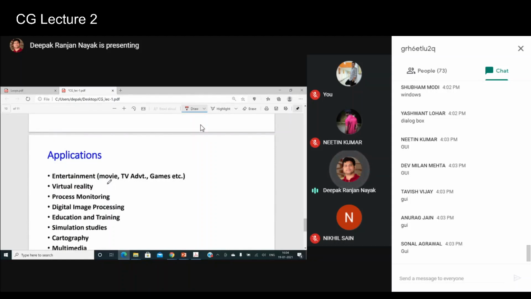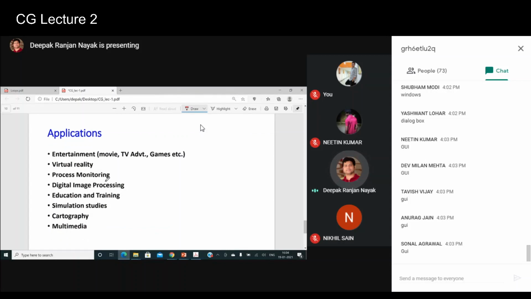Yeah, so one more application: entertainment. You know better than me that there are absolutely great applications in computer graphics. Whether it is movies, TV advertisements, or games, everywhere there is a need for computer graphics, right? And virtual reality is also very, very important.